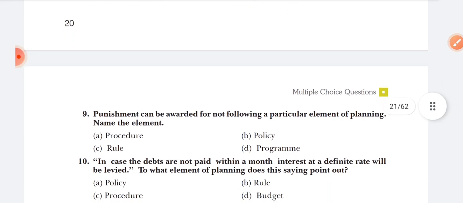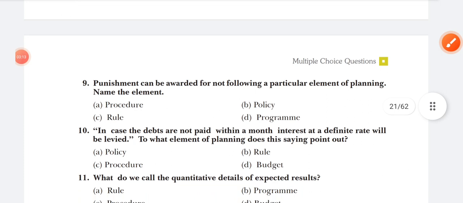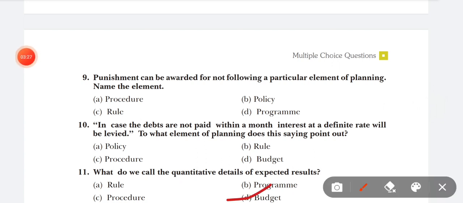Now question 10. In case the debts are not paid within a month, interest at a definite rate will be levied. To what element of planning does this saying point out? And the correct option of this question is option B, rule. Now question 11. What do we call the quantitative details of an expected result? And the correct option of this question is D, budget.